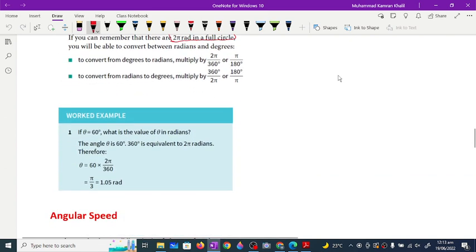So this is the worked example. These examples I have taken from the second edition of your course book recommended by Cambridge University. If theta is equal to 60 degrees, what is the value of theta in radians? So we will multiply 60 by 2 pi and divide it by 360. So the answer will be 1.05 radian.